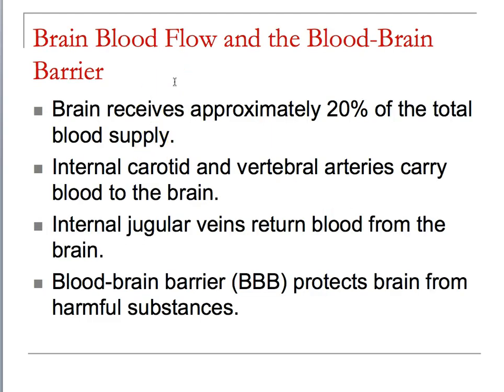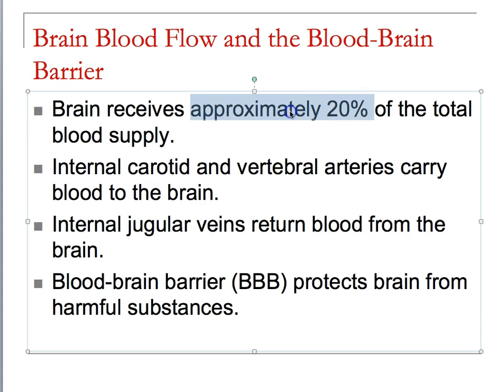Well, the blood flow to the brain immediately gets, I think I've told some of you inside this class, but not necessarily everybody yet, 20% off the top for all blood supply. What I mean by that is essentially all the oxygen, all the glucose, 20% of it goes to the brain immediately. No ifs, ands, or buts about it. It's traveling through the internal carotid and the vertebral arteries to carry blood to the brain, and utilizes the internal jugular veins to return blood from the brain.